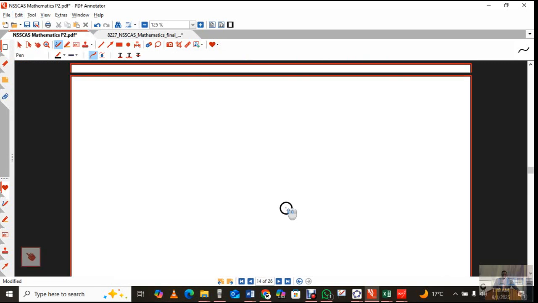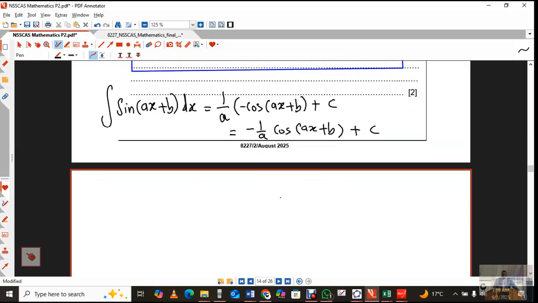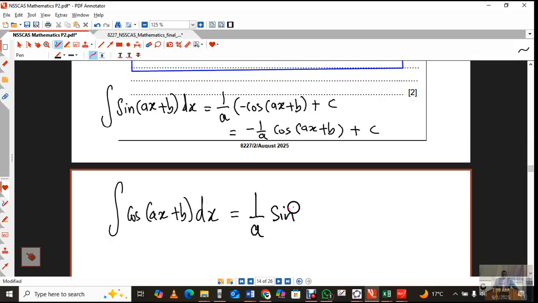Well, I'm writing them from memory, so I might be out, but you can always compare, see if I'm on the right. If you integrate cosine of ax plus b with respect to x, that's going to be 1 over a sine of ax plus b, plus the constant of integration.